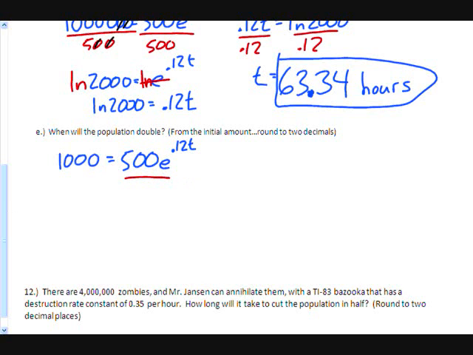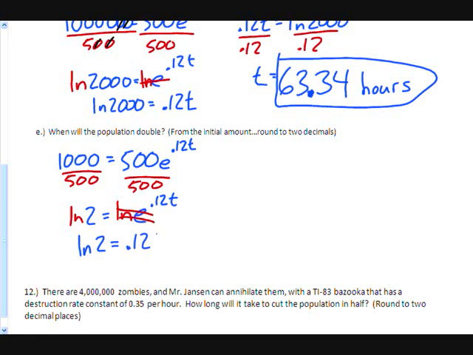So again, I isolate by dividing each side by the 500. This time it equals a 2 over here. I've got e to the 0.12t. And now again, I take the natural log of each side. So I've got the natural log of 2 equals, here the natural log and e cancel each other out, so I'm just left with the 0.12t.